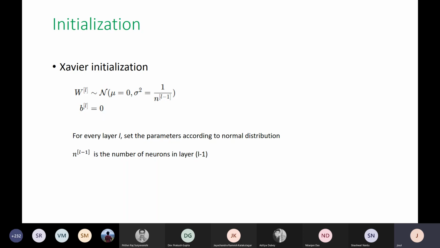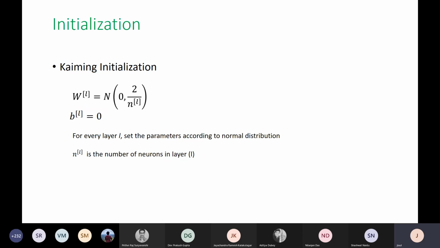The variance is the one which is basically playing the key role. The variance is 1 by n of L minus 1, and this is not a power. So n of L minus 1 is the number of neurons in the previous layer. That is the rule you apply, and as you can see, this initialization scheme is layer dependent. You are applying a Gaussian distribution, but it depends on the number of neurons in every layer.